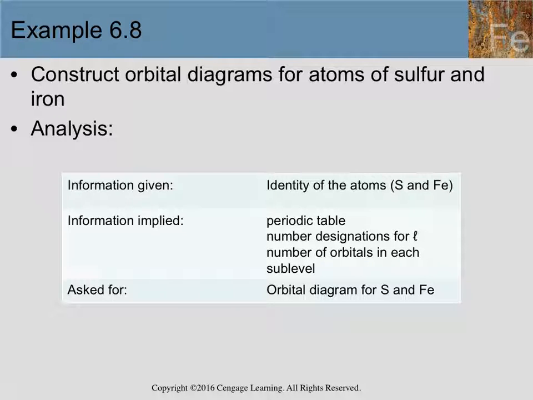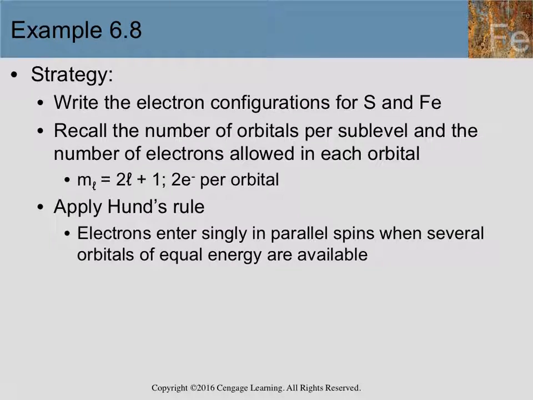Okay, so now we're going to write the orbital diagrams for sulfur and iron. So we need to know, of course, the atoms that we're interested in. We need to find them on the periodic table. We need to figure out the sublevels involved. And then finally, we need to know the number of orbitals in each sublevel.